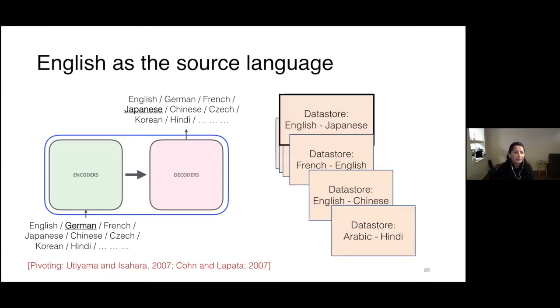So for example, if we're translating from German to Japanese, can we query the data store containing English to Japanese translated data? This idea is related to a method called pivoting, and it's usually pretty helpful for rare languages that don't include as much data. And remember that we can do this kind of cross-lingual retrieval because the data store contains values only from the target language. And so the conditioning on the source language is implicit via the representations.